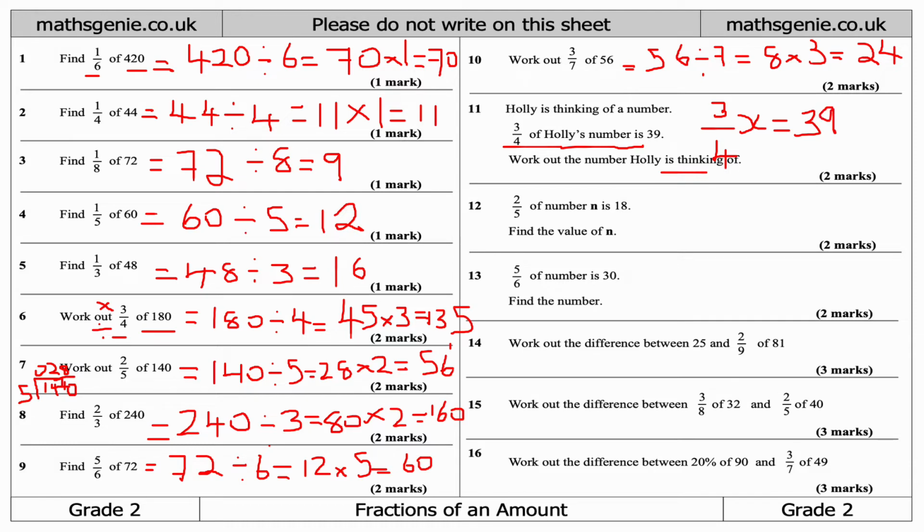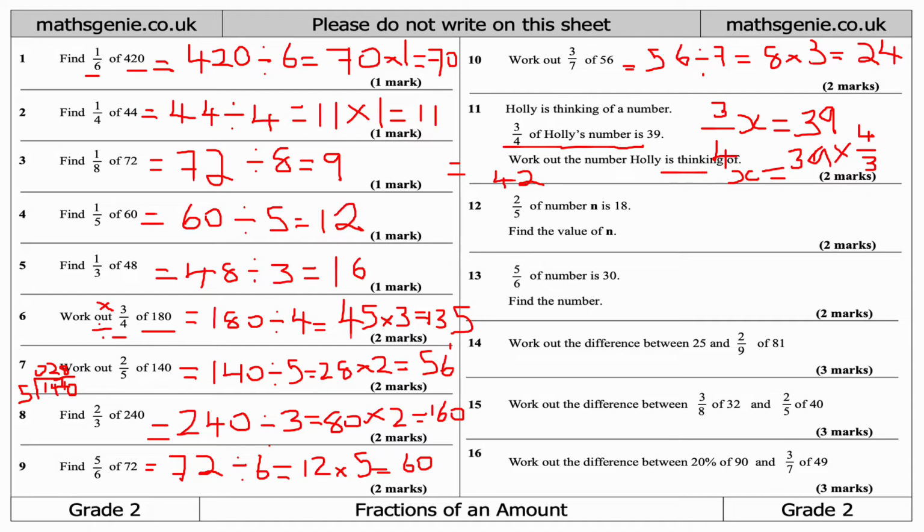Okay. So dividing both sides by 3/4 is the same as multiplying by 4/3. So essentially what I'm doing this time is dividing by the numerator and multiplying by the denominator, if that makes sense. Dividing both sides by 3/4 is the same as multiplying by its reciprocal, which is 4/3. Okay, 39 divided by 3 is 13. 13 times 4 is 42.